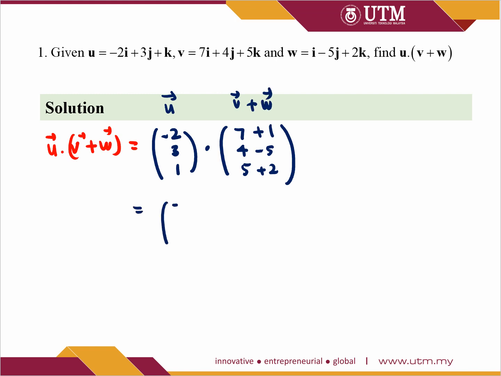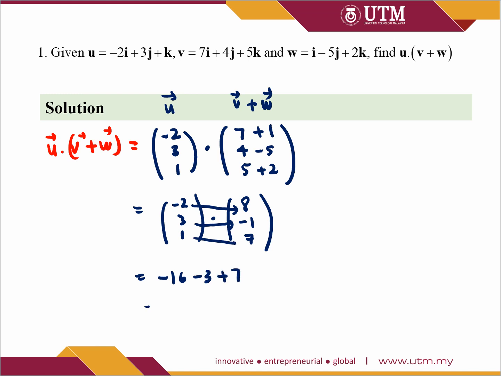Alright, so now I can solve in the bracket. So (8, -1, 7). Then we can do the dot product. Remember, for dot product, it is always a real value. So -16, multiply these two, plus this one, plus 1 times 7. So you get -12.